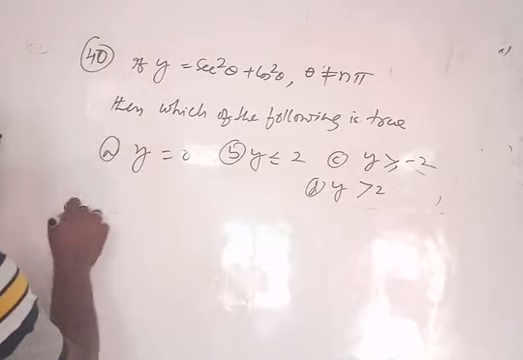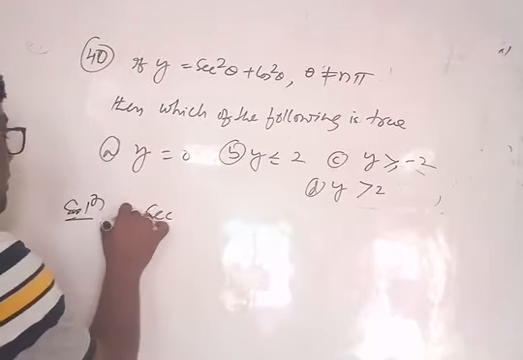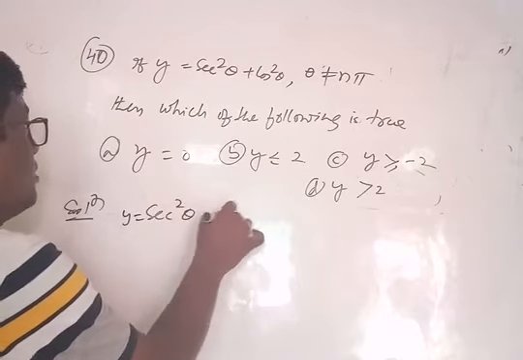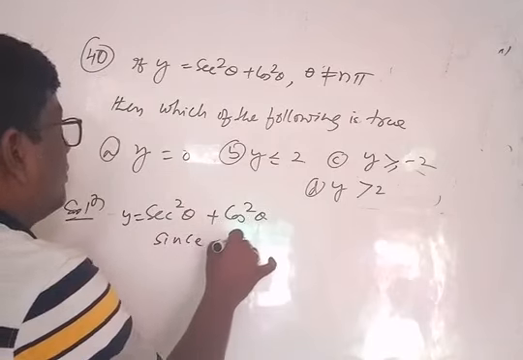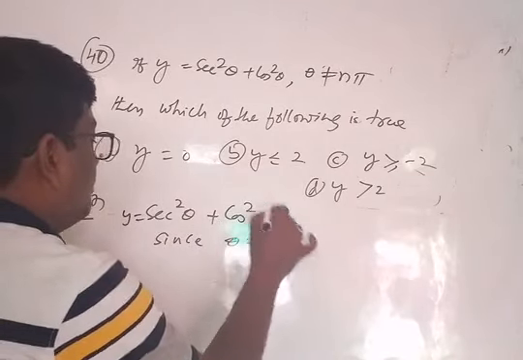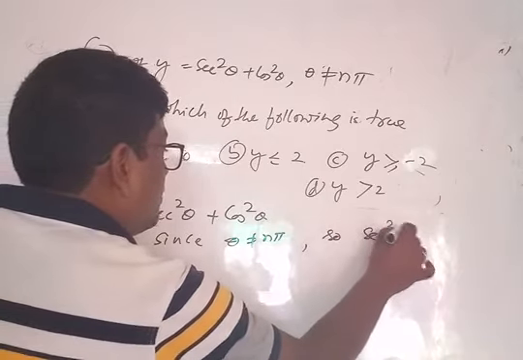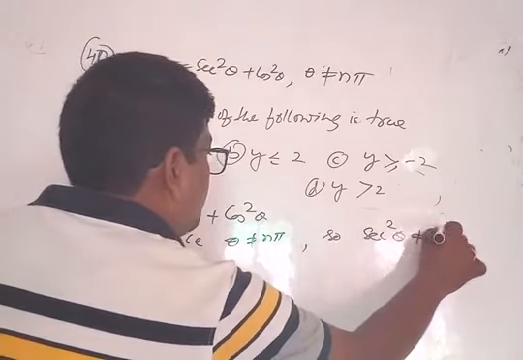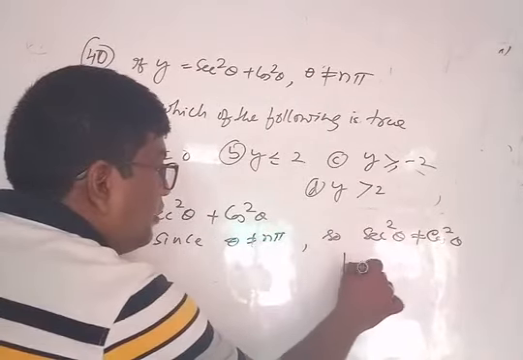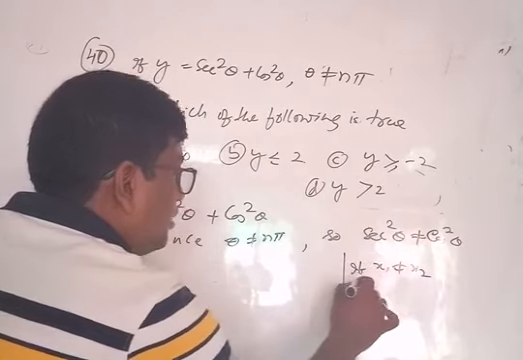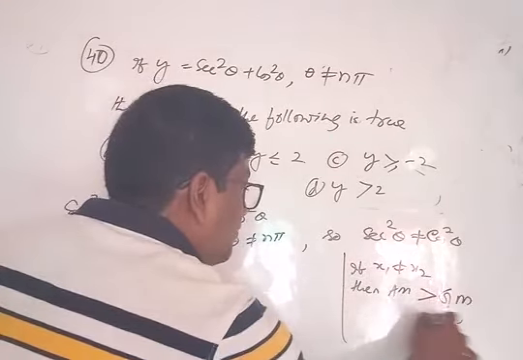Here solution. Sec y equal to sec square theta plus cos square theta. Since theta not equal to n pi, so sec square theta not equal to cos square theta. We know if x1 not equal to x2, then AM greater than GM, equal sign absent here.